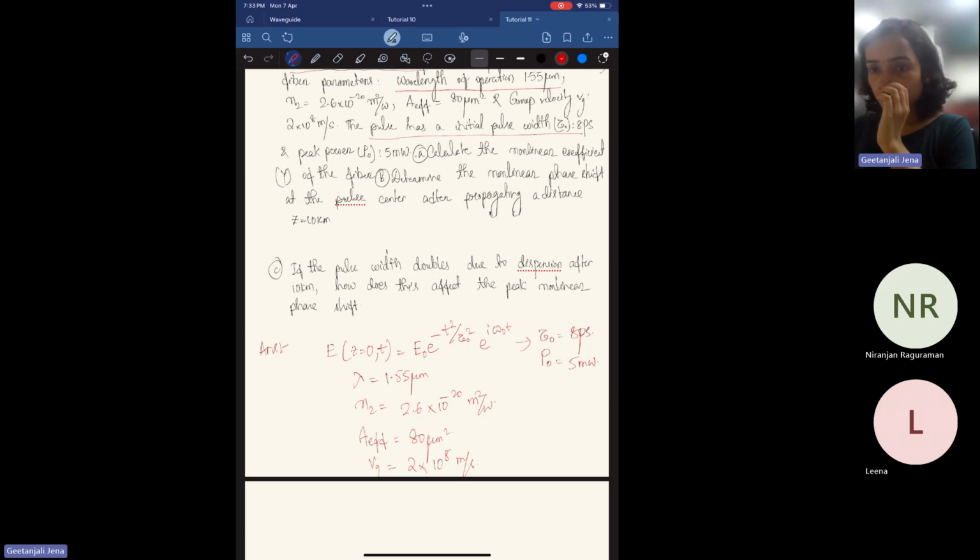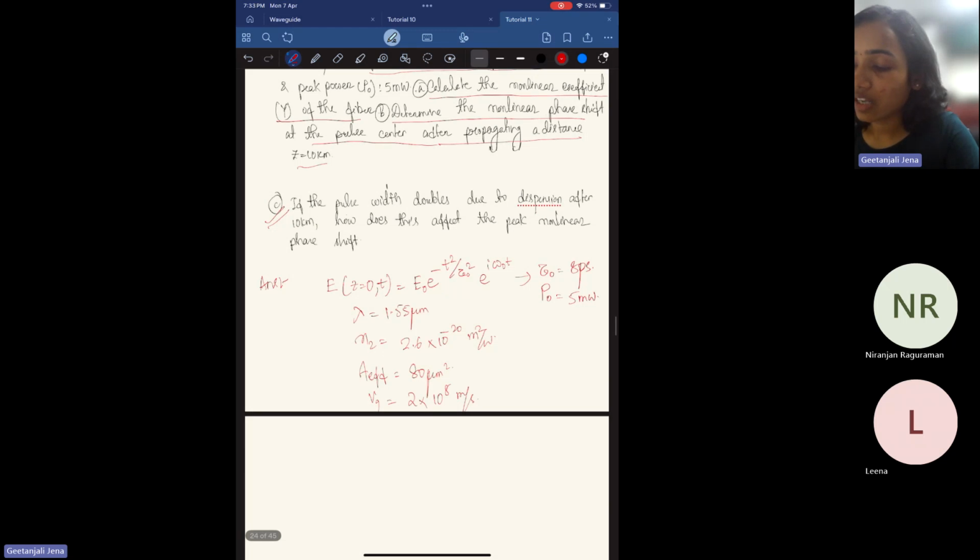So in the first part of the question, we need to calculate the nonlinear coefficient gamma of the fiber. In the second part, we need to calculate the nonlinear phase shift of the pulse center after propagating a distance of 10 kilometers. And in the third part, we need to find out what will happen if we double the pulse width due to the dispersion, and how this affects the peak nonlinear phase shift. So let us see the A part first.